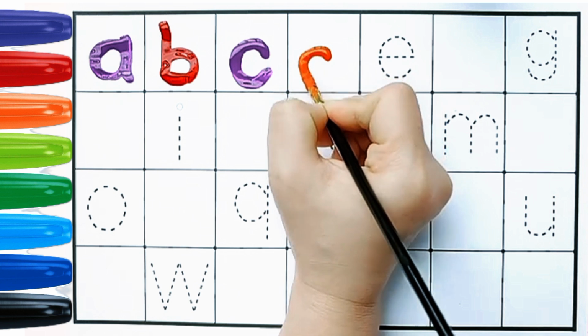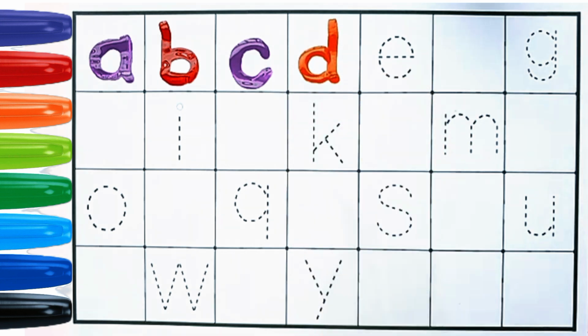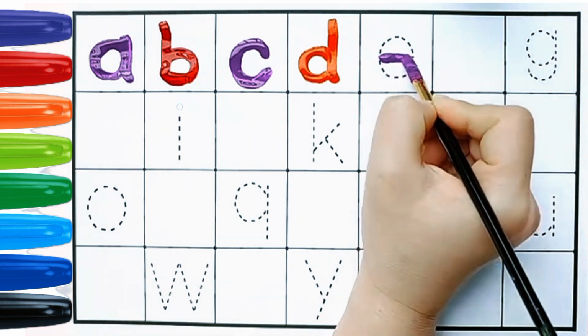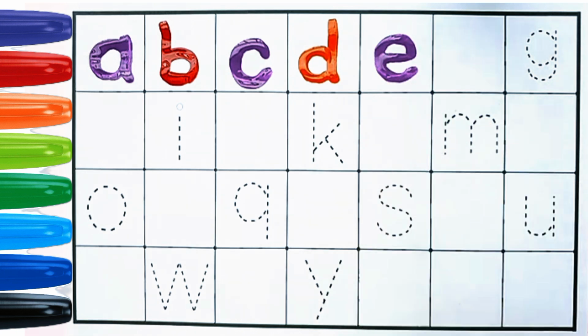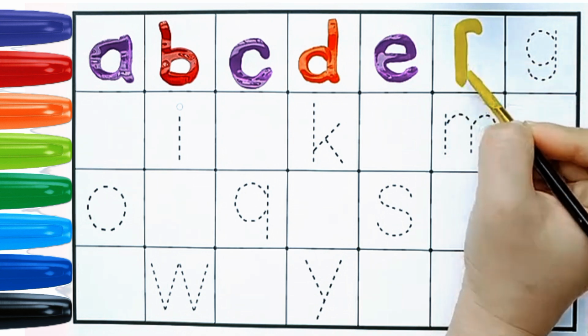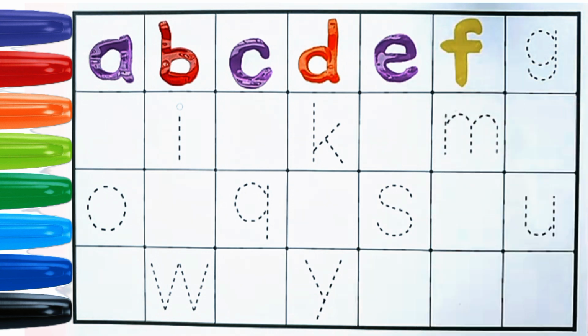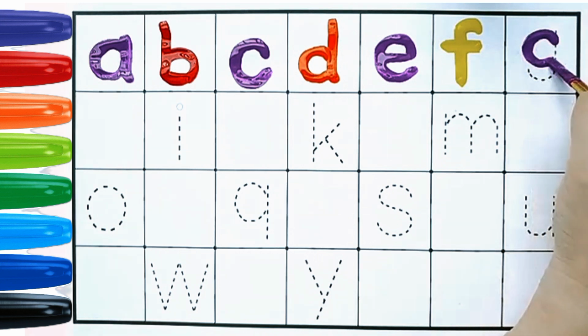D for dinosaur. E for elephant. F for fish. G for gorilla.